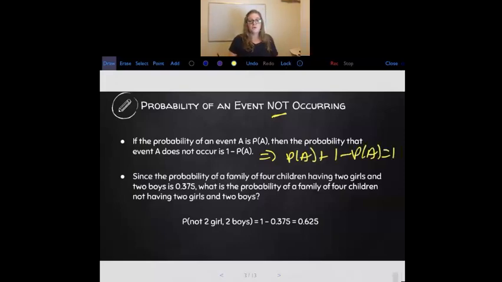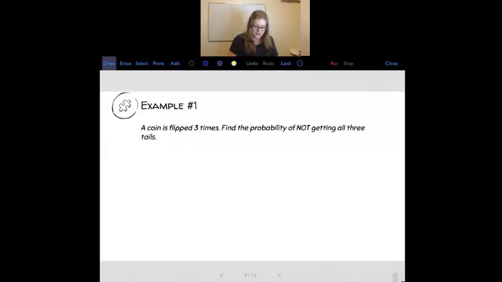What we talked about in the previous lesson, an example of this is: since the probability of a family of 4 children having 2 girls and 2 boys is 0.375, we can determine the probability of not having 2 girls and 2 boys. So we would take 1 minus the probability of 2 girls and 2 boys, and that would give us 0.625.